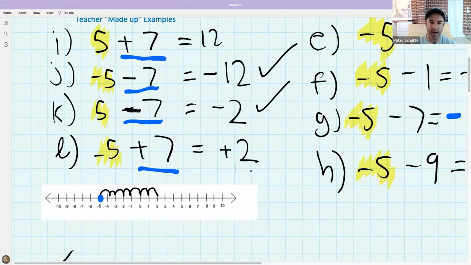So I'm going to move on a little bit now, but the main thing I want to emphasize again is, where is the first number on the number line? And then do I move left or do I move right? This is the most important idea.